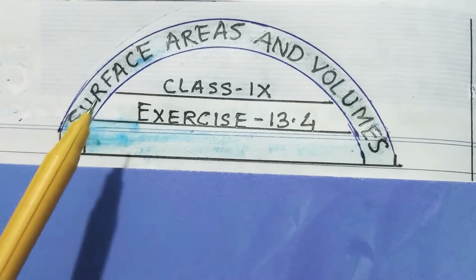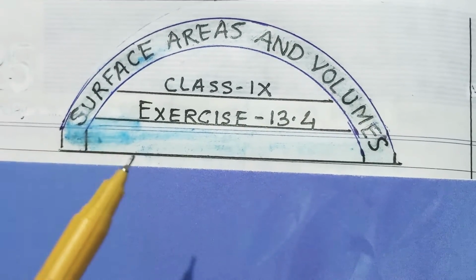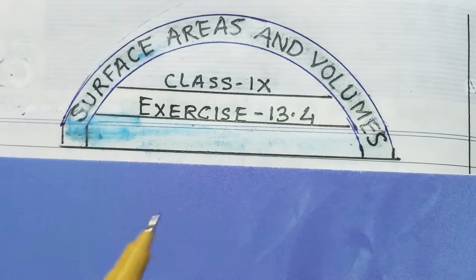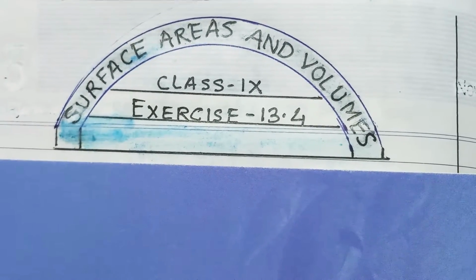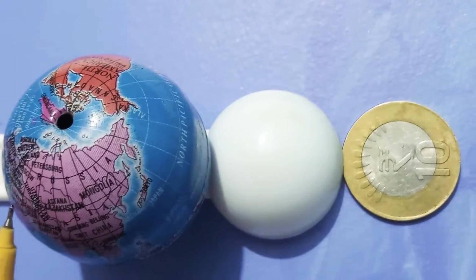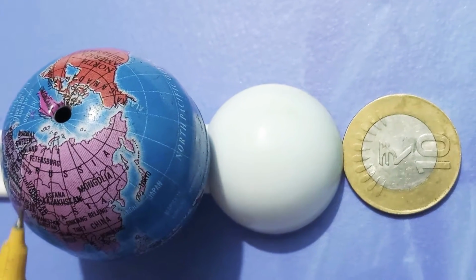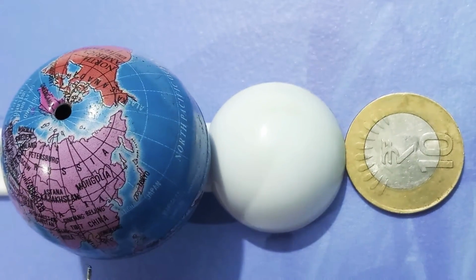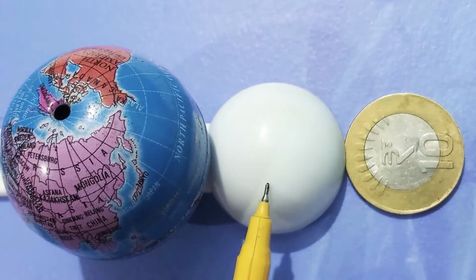Today I will explain surface areas and volumes of class 9, exercise 13.4. Surface areas and volume of a sphere, actually. In this exercise, this shape is called the sphere, spherical shape. And it is half of this sphere. It is called the hemisphere.